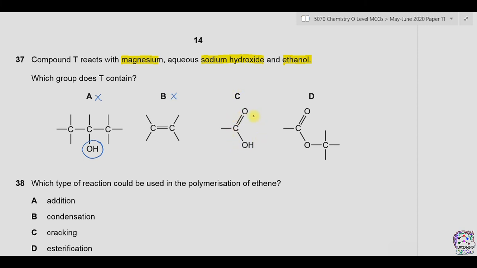C is the carboxylic acid functional group. As we know, a carboxylic acid can react with a metal to form a salt and hydrogen. It can also react with sodium hydroxide to form a salt and water, and it can react with ethanol to form an ester, because ethanol is an alcohol and an alcohol combines with a carboxylic acid to make an ester. So C seems to be the correct option. D is the presence of an ester group. So an ester group does not react with all these three, so therefore D is also incorrect. So the correct option is C.